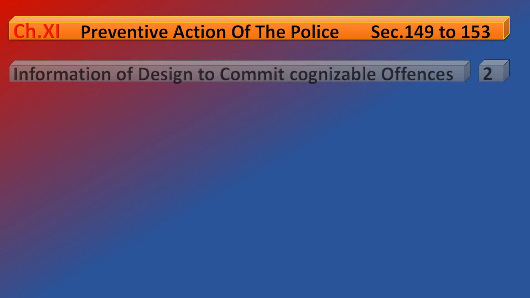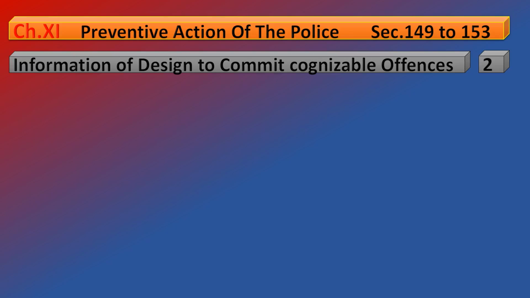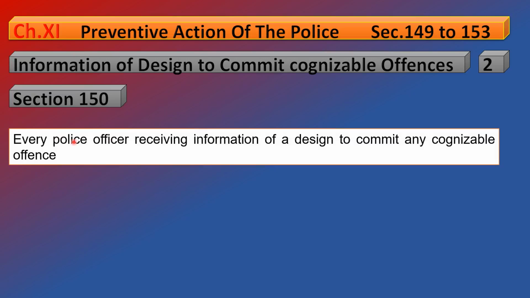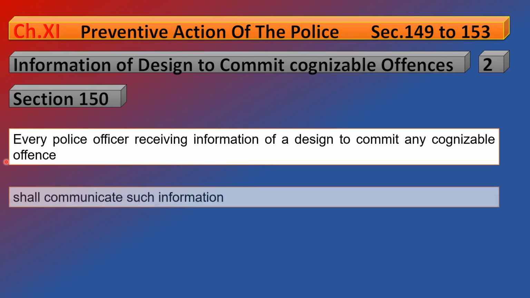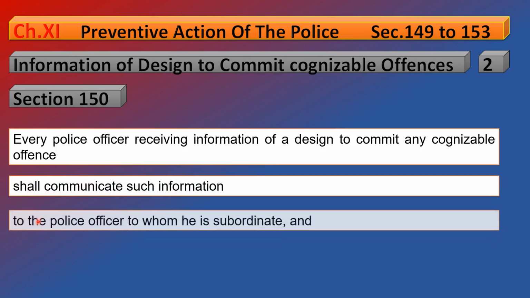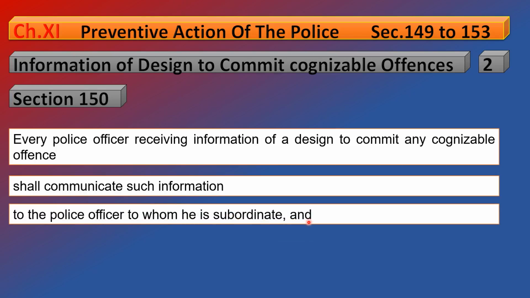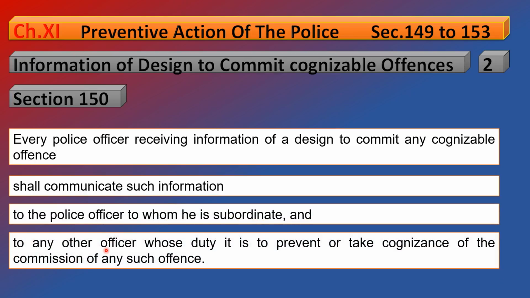Second point of the chapter, preventive action of the police, is information of design to commit cognizable offences as per the provision of section 150. Section 150 says every police officer receiving information of a design to commit any cognizable offence, what he is going to do, he shall communicate such information to police officer to whom he is subordinate and to any other officer whose duty is to prevent or take cognizance of the commission of any such offences.